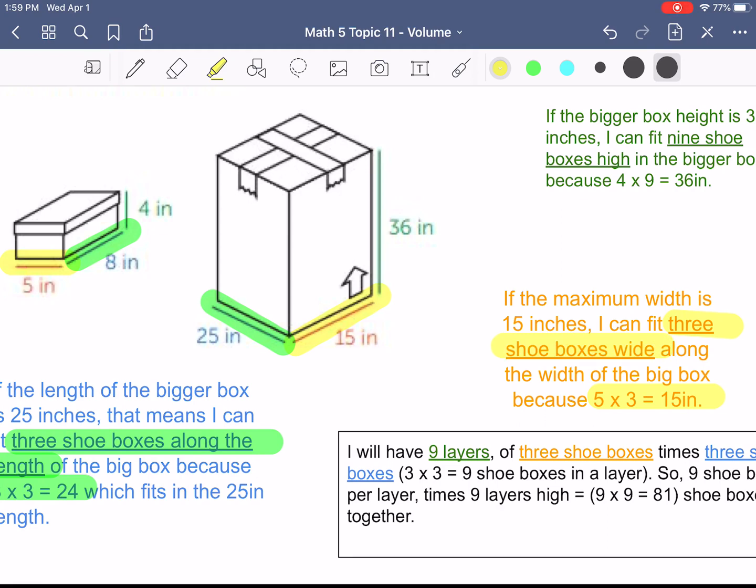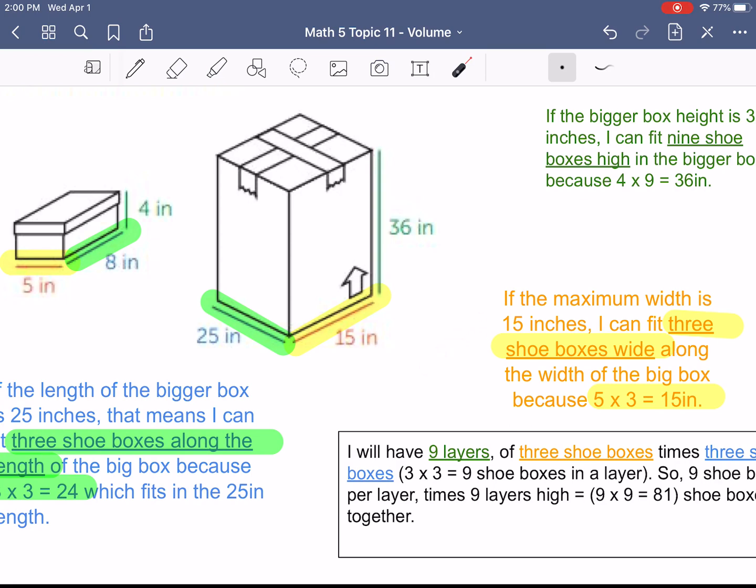So I now have the base of my box filled, don't I? I have 3 this way, and I figured out I can fit 3 this way. So my base is already 3 times 3. But you see that I have this whole tall box. I mean, that's the biggest number there is. So this box is tall.